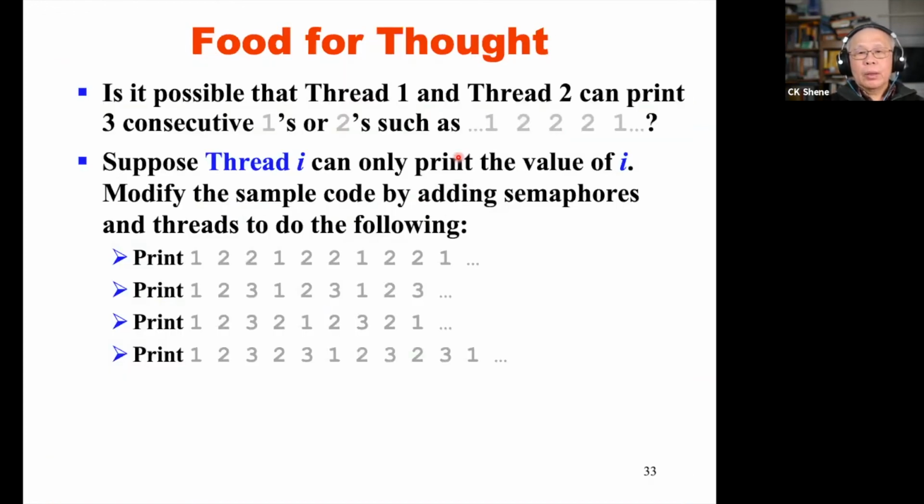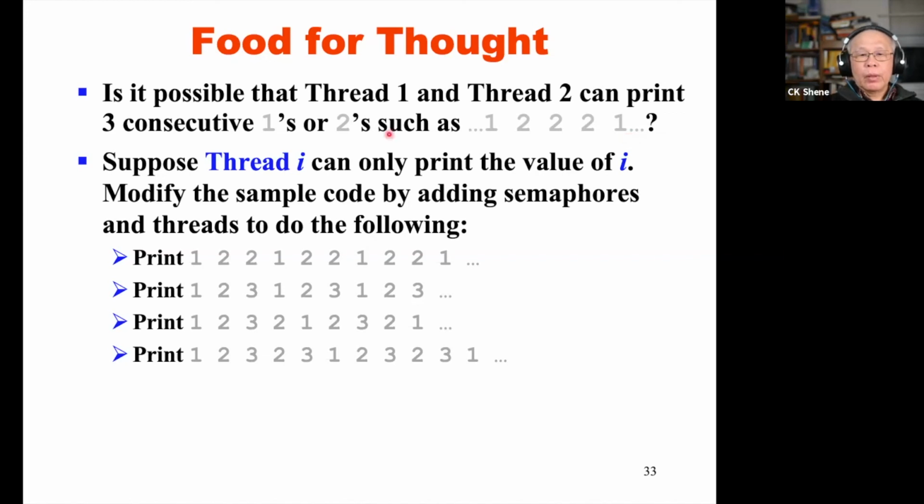Now, this is the last slide for this lecture. I ask you to do a few simple exercises. Is it possible that thread 1 and thread 2 could print 3 consecutive 1s or 3 consecutive 2s, such as 1, 2, 2, 2, 1, or 2, 1, 1, 1, 2, or even worse? Can it be possible that the previous example could print out 1, 2, 2, 2, 2, four 2s followed by a 1? Think about it. It's not difficult.